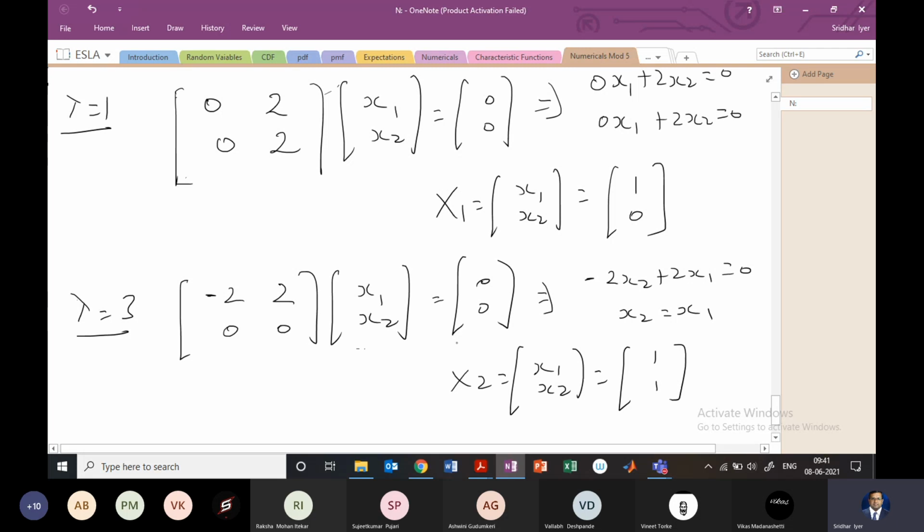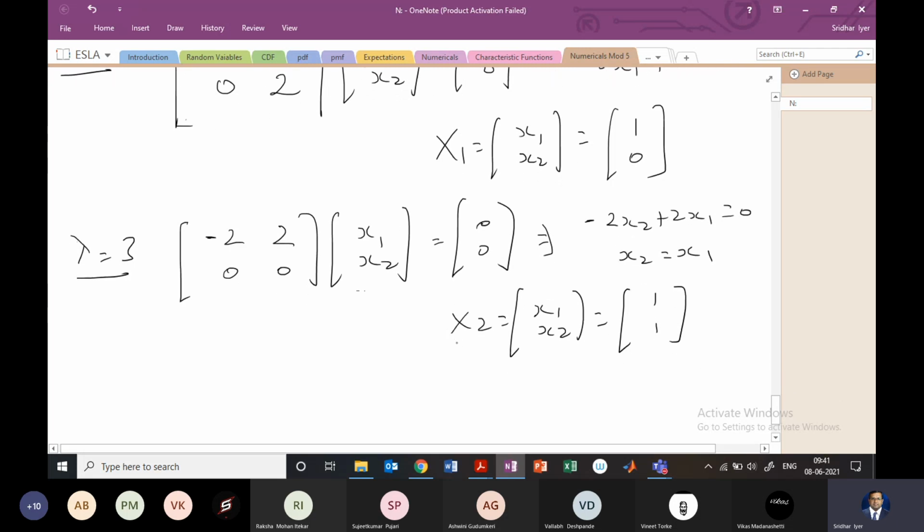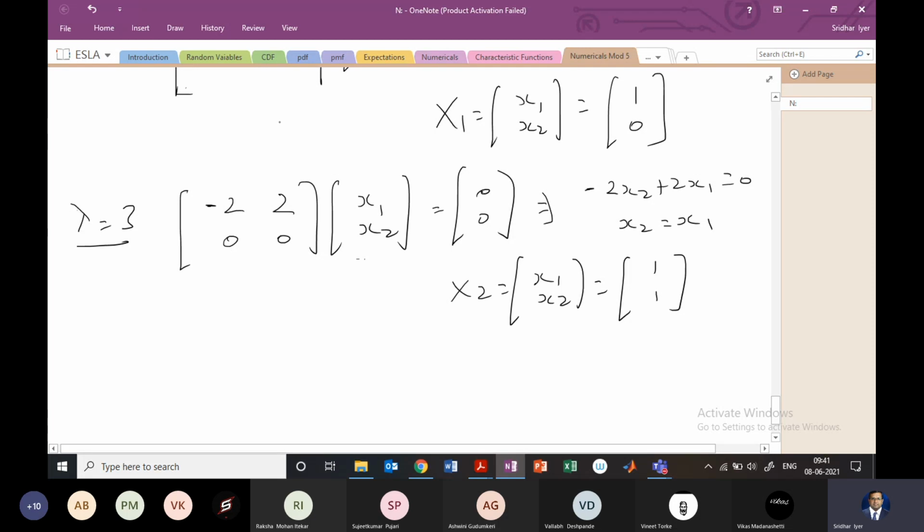Which will be 1 and 1. Right? So now we can put these two eigenvectors, x1 and x2, in a matrix. And this will be nothing but what we had denoted as S, or how it is denoted in the question as X. This will be 1, 0, that is the first vector x1, and the second vector which is 1 and 1.